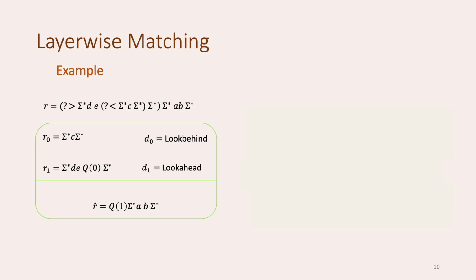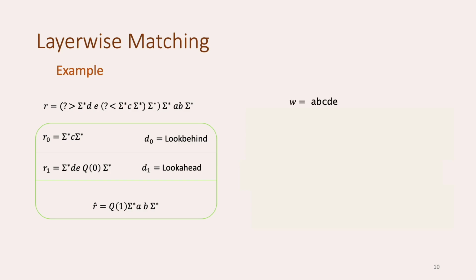Above this layer, we have the expression R1, and notice that this contains an oracle query marked as Q0. This refers to the fact that the sub-expression has already been separated as R0. Since this is a look ahead, the regex must be matched on the future of the current position. Finally, we have the top level expression R hat, which has the oracle query Q1.